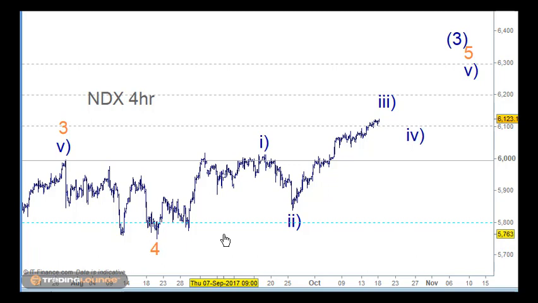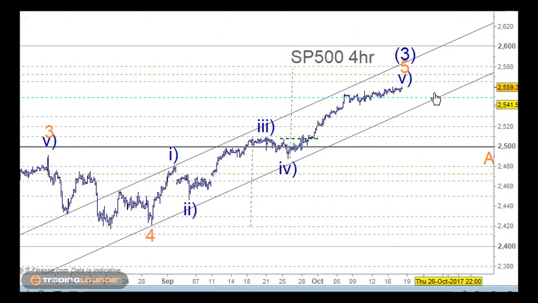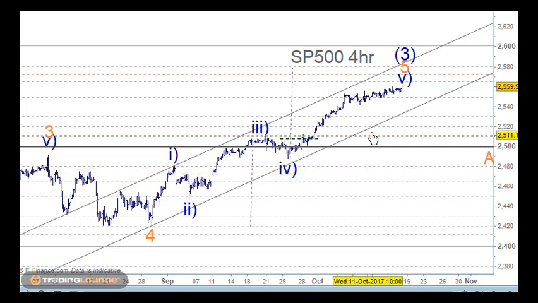This is the best sort of count here. So if we just assume that this high coming up to here is wave 3, then we would need to do the same on the S&P 500 here. We'd have to assume that this is wave 3 up here, and then we would be looking for wave 4 to pull back into this space here.